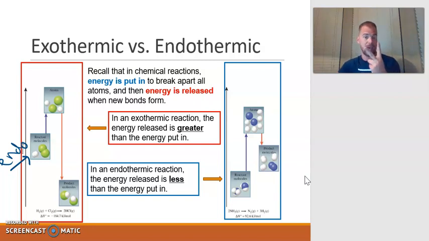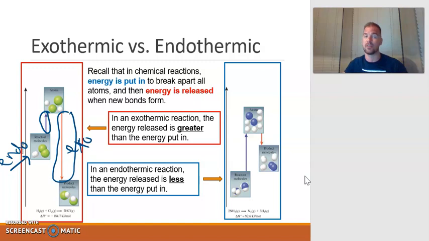Then the atoms rearrange. That's the second thing. And then finally, atoms are going to form new bonds. And remember, when bonds are made, energy is released. And that is an exothermic process. So there's always an endothermic and exothermic process in a chemical reaction. The question is, which process has a higher amount of energy? In this first picture right here, notice the amount of energy that I put in to break up all the atoms is less than the amount of energy that was released as a result of new bonds being formed.